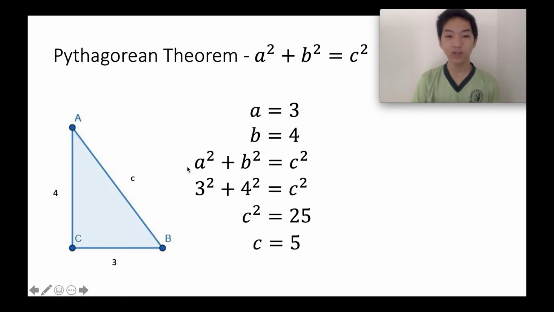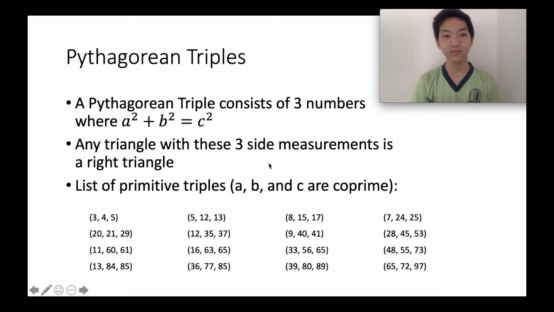And this works in any order. If you were given c equals 5 and b equals 4, you could still plug it into the formula and you'd get a equals 3. Now, there are many Pythagorean triples. A Pythagorean triple consists of 3 numbers, which must be integers, where a squared plus b squared equals c squared. Any triangle with these 3 side measurements given is a right triangle. So this is always the case.